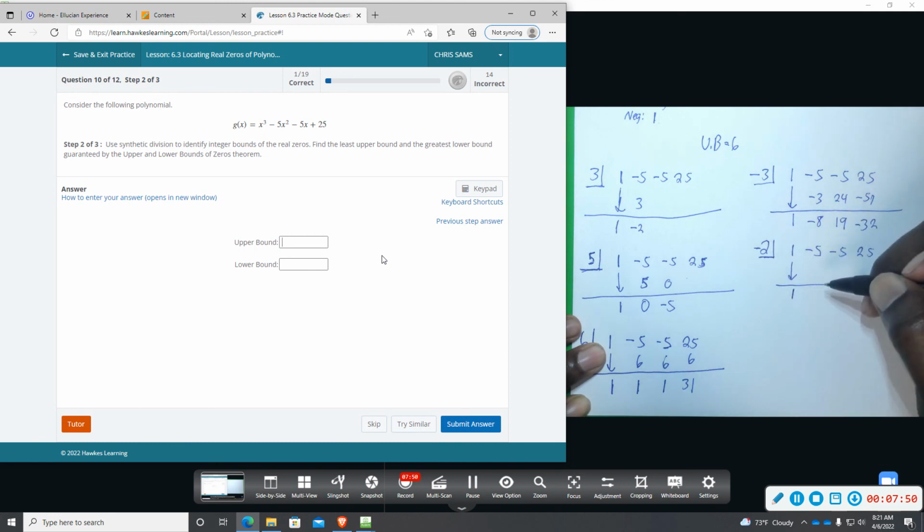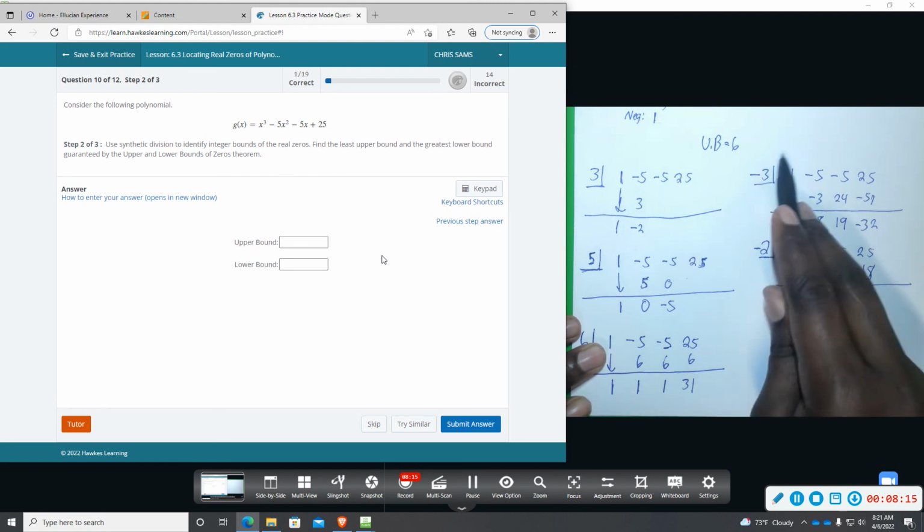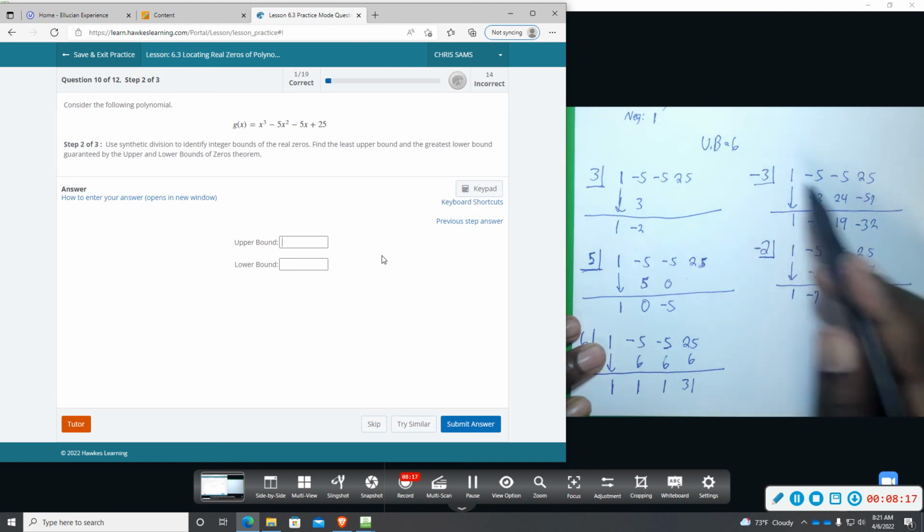-2 times 1, -2, combine, -7. -2 times -7, +14, combine, and we get a +9. And then if I do -2 times 9, we get a -18. And when we combine those, we get a +7. Okay, so positive, negative, positive, positive. So 2 would not work. So 3 just happened to be the right number, and it works.